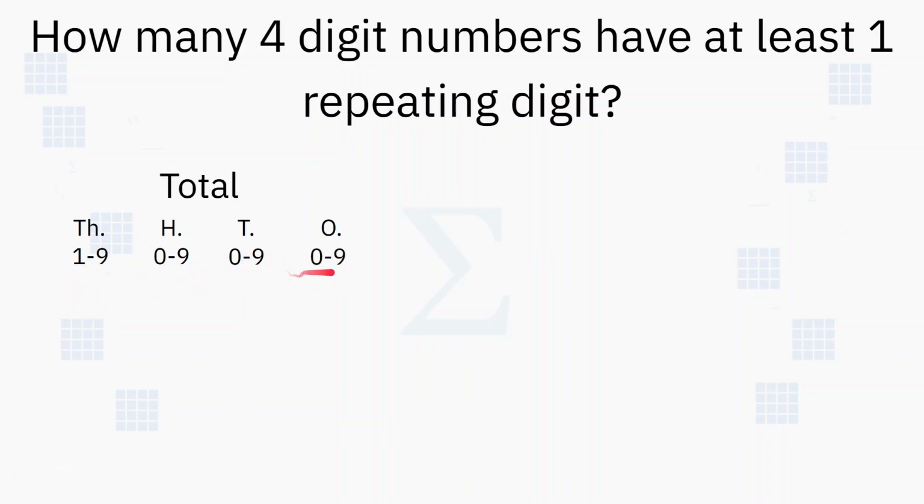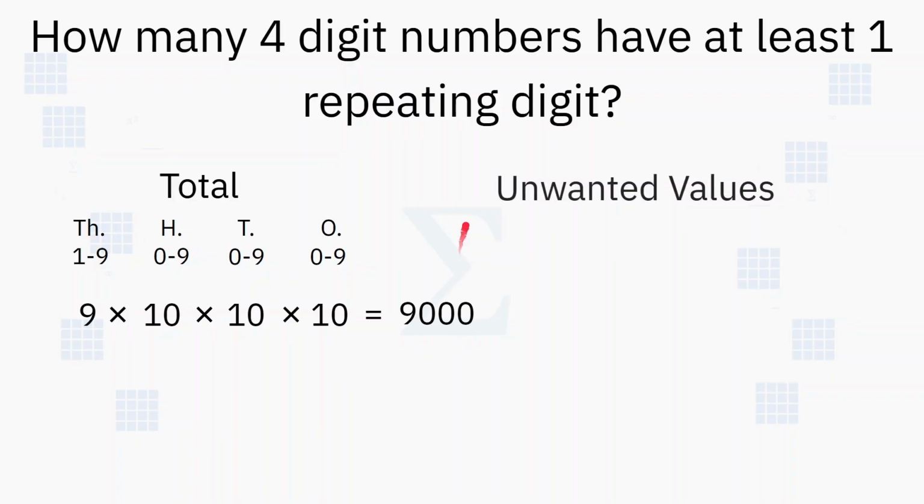So let's find all the possibilities. So it's 9, 10, 10, and 10. So we multiply everything together to find how many 4-digit numbers there are, which is 9,000. Now, for our unwanted values, we do the same thing again. We try to find all of the possibilities. For thousands, it would be 1 through 9.